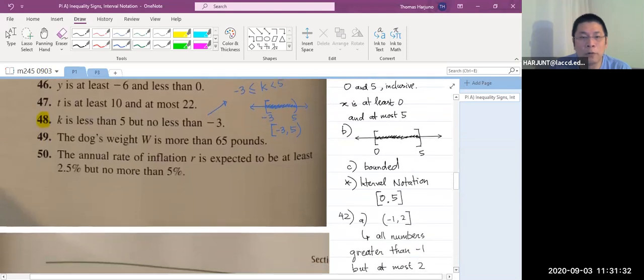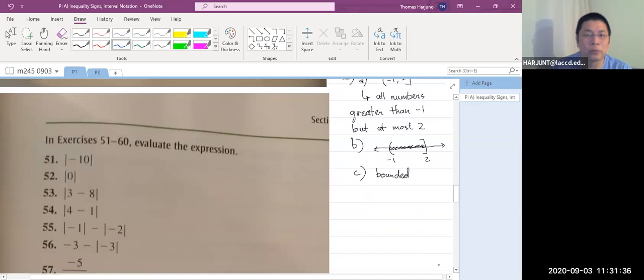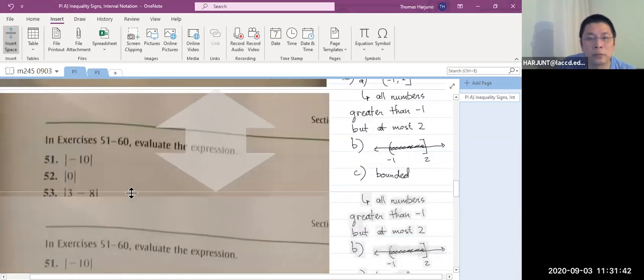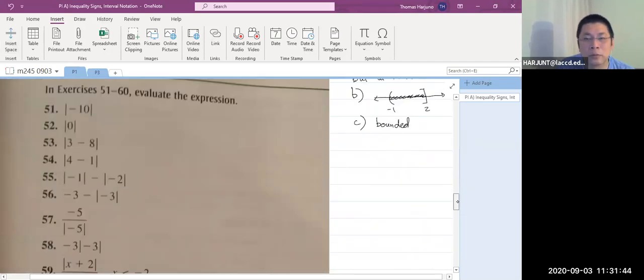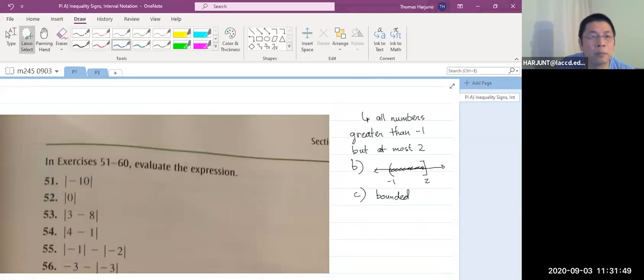Now, we'll go on further. How about absolute value? Give me a second. I need to bring this back up.